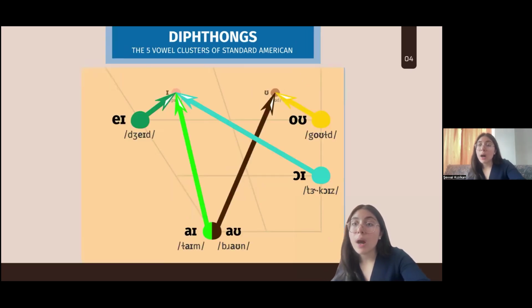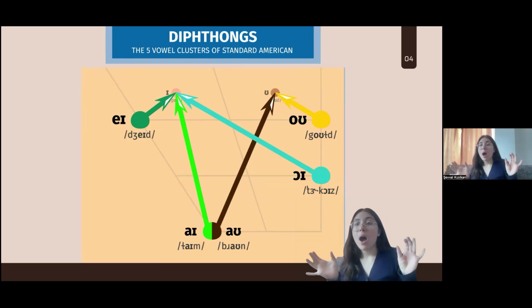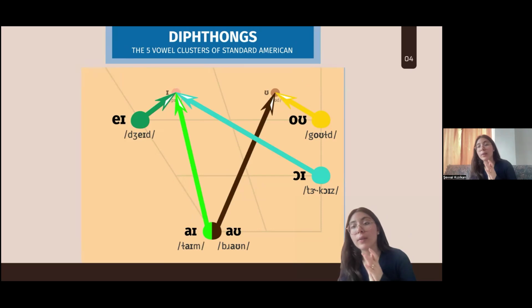And diphthongs are two vowel sounds combined in one syllable, like the sound glides from one vowel to another one. For example, say, boy, for example. These are diphthongs.